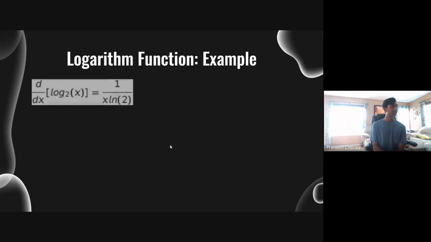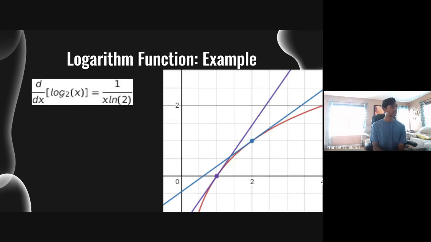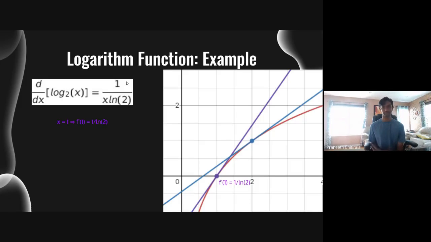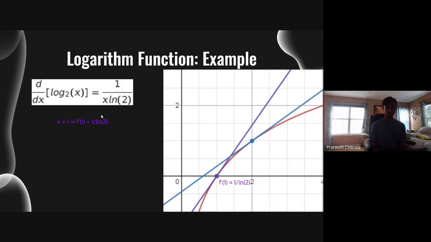So now let's look at an example here. The derivative of log base 2 of x equals 1 over x times the natural log of 2. So we're going to set x equal to 1, because x cannot equal 0, otherwise the derivative will be undefined. So the next best is x equals 1. And that means that f prime of 1 is just 1 over the natural log of 2.